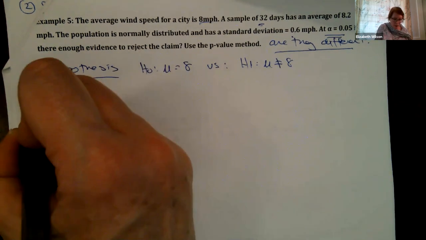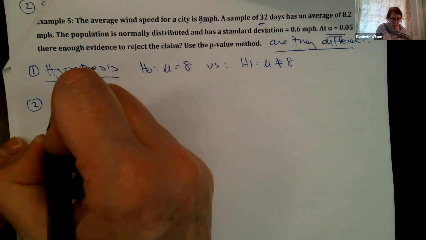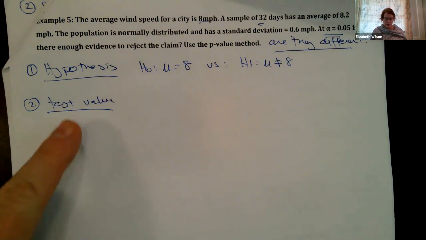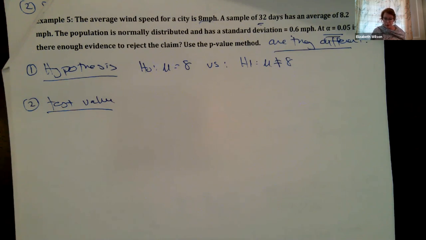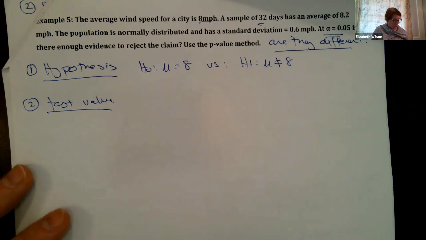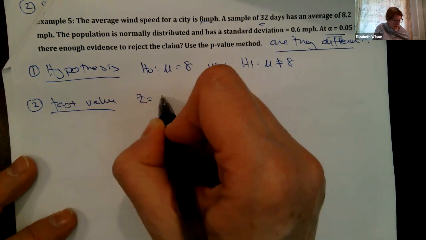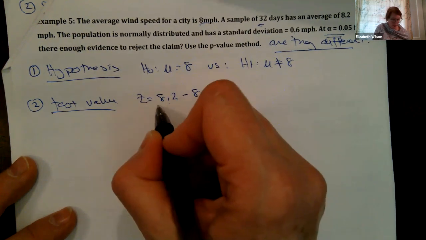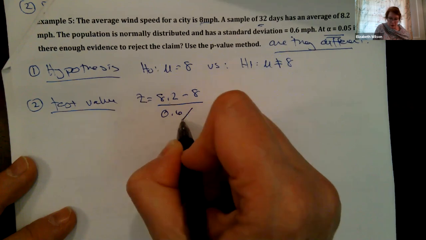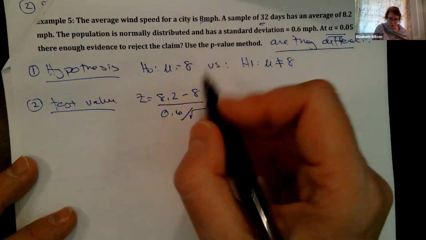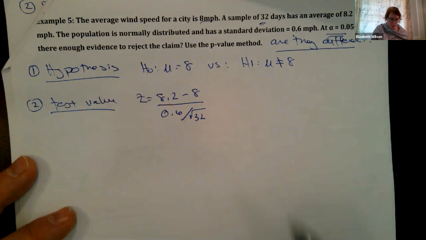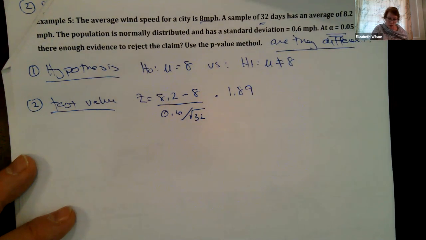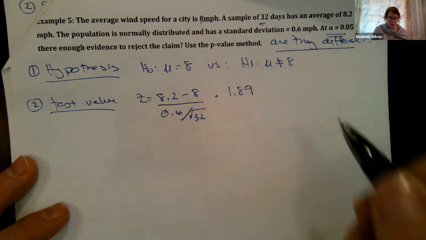Now for our test value, we're told to use the p-value method. Notice I'm not looking up a critical value, I'm looking up a test value. The critical value is based on our alpha, but the test value is based on our data. So test value z equals 8.2 minus 8, so this is x bar minus our mean, divided by our standard deviation 0.6 divided by the radical of 32. I plug them all in and multiply and divide everything out, and I get z equals 1.89. Because this is two-tailed, let me draw out a picture here.